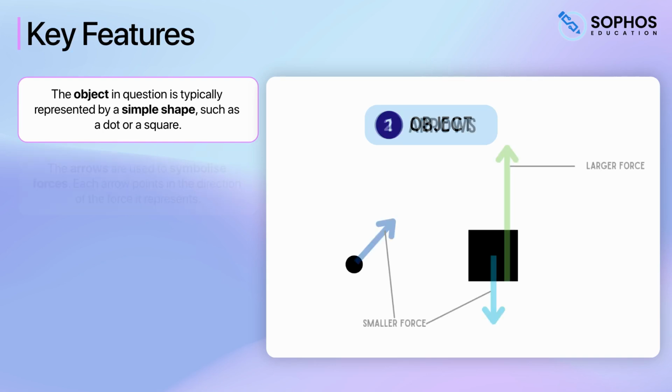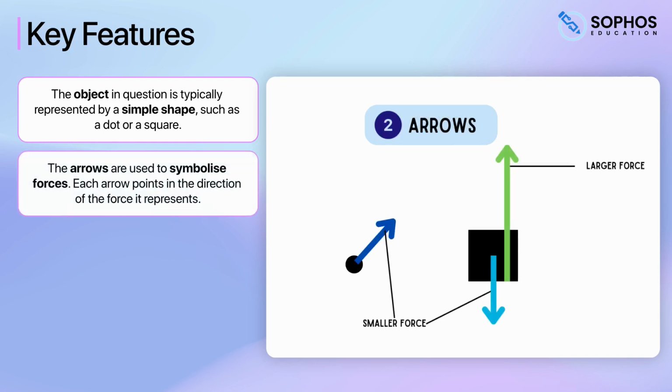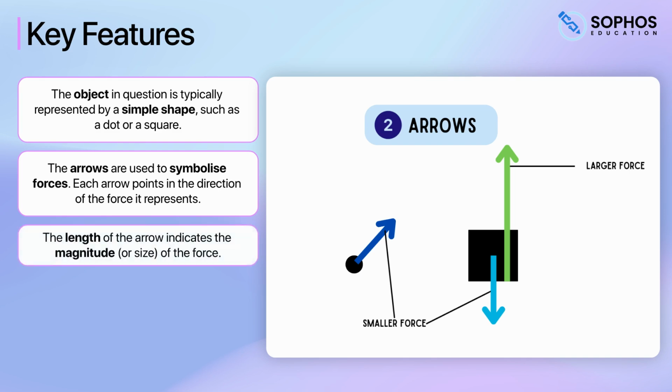Then we have the arrows, which are used to symbolize forces. Each arrow points in the direction of the force it represents, and its length indicates the magnitude or size of the force. For example, a longer arrow represents a larger force.